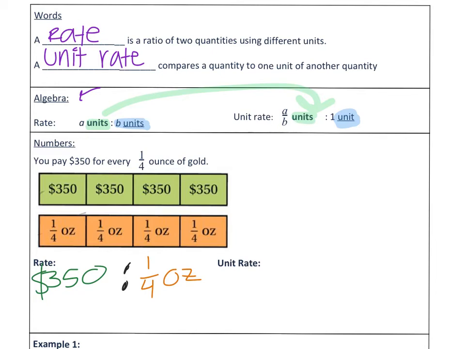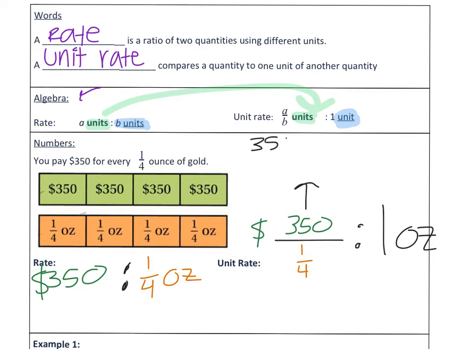Then our unit rate is 350 divided by 1/4. And I want to simplify that, okay? That would be dollars to 1 ounce. Okay, and then I'm going to simplify this. I'll do it up here.